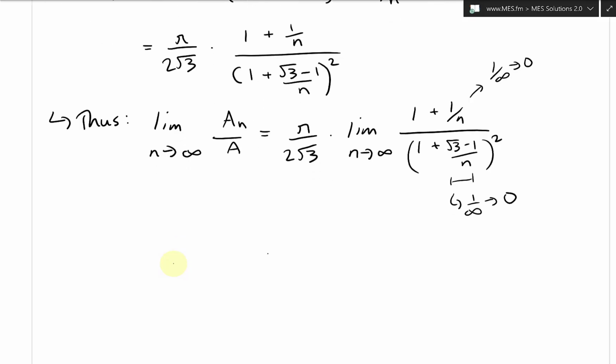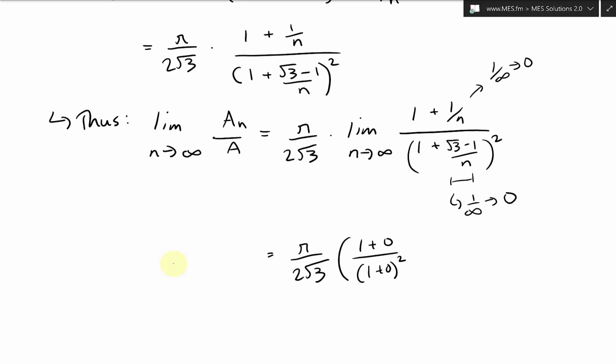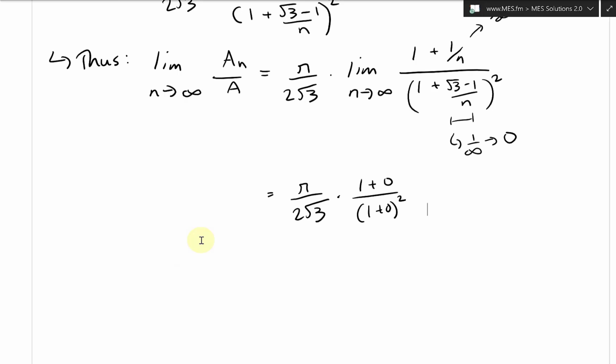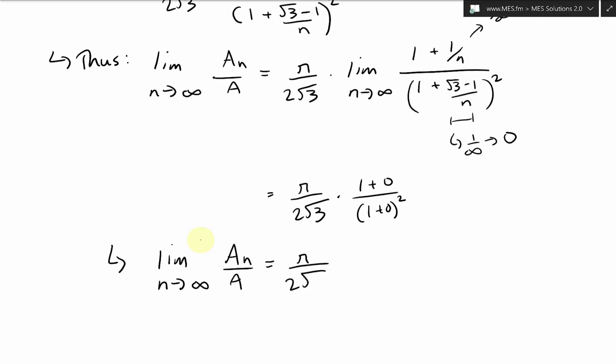So in other words, this whole thing is equal to pi over 2 square root 3 times 1 plus 0 over 1 plus 0, squared. So this whole thing just goes to 0 there, and this all just becomes 1 over 1. So 1 plus 0 is just 1. In other words, this all just cancels. It goes to 1. So what we get is the limit as n approaches infinity of A_n over A equals pi over 2 square root 3.